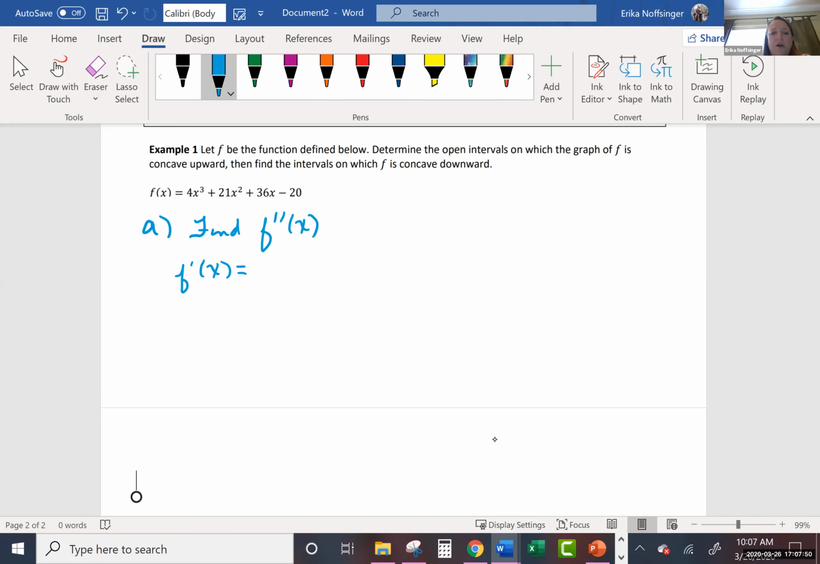So using our general power rule, so 4x cubed, bringing our power down and multiplying it to the 4. So 4 times 3, that gives us 12x. Subtract 1 from the power, it's now squared. Plus, 21x squared, the derivative would be 21 times 2, so 42. Subtract 1 from the power, you get x. Plus the derivative of 36x, which is 36. And the derivative of a constant is always 0.